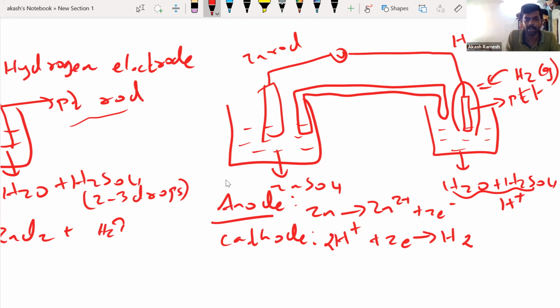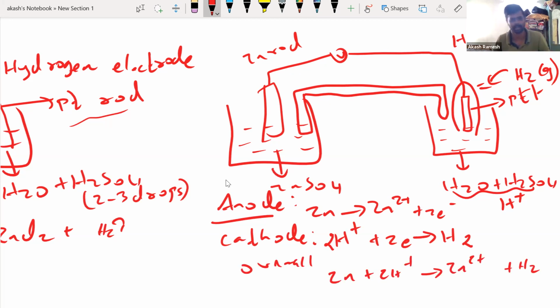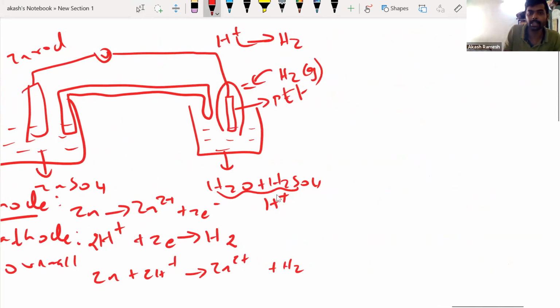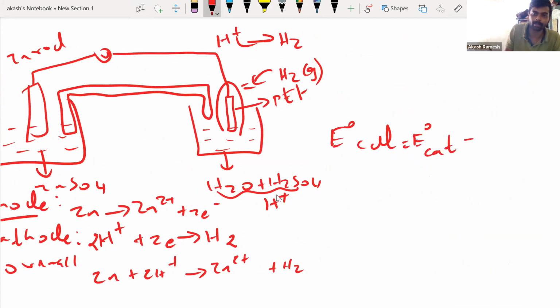We have oxidation at the anode and reduction at the cathode. Now I can even write the overall reaction. The overall reaction is zinc plus 2H+ gives Zn2+ and H2 gas is getting evolved. Very simple. Now what I am going to do is measure the EMF, the E naught of this cell. Again, it will be E naught of the cathode minus E naught of the anode.